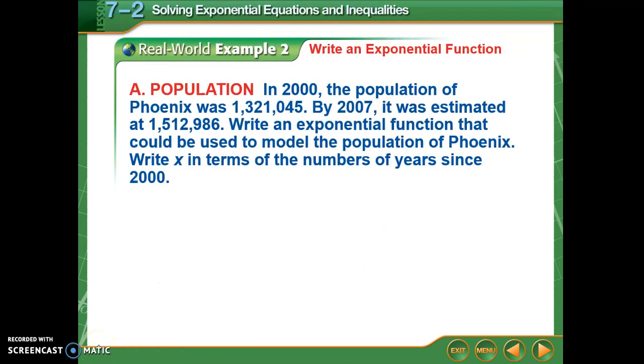All right, now we're going to take a look at a word problem. Notice what we are doing here is writing an exponential function. So when they ask you to write an exponential function, you should come back to this example.